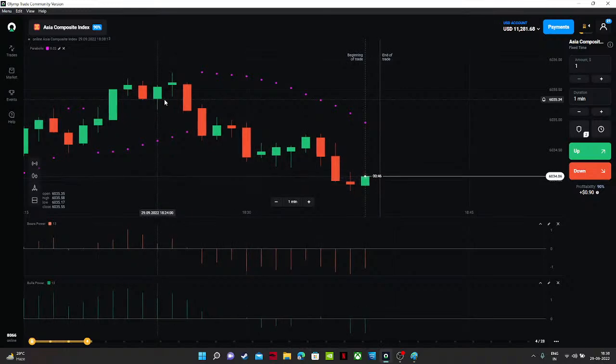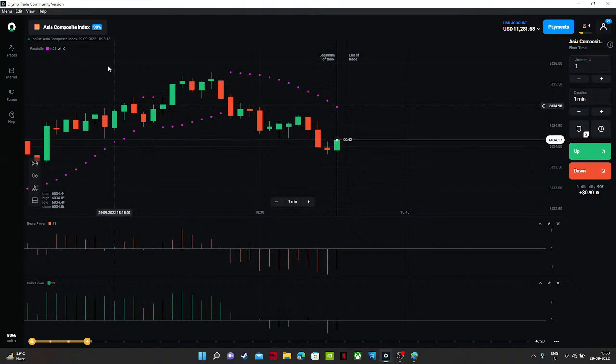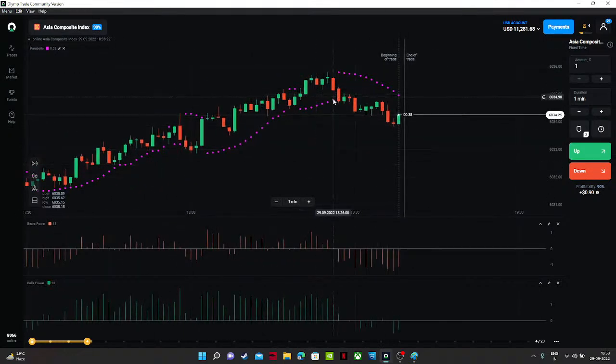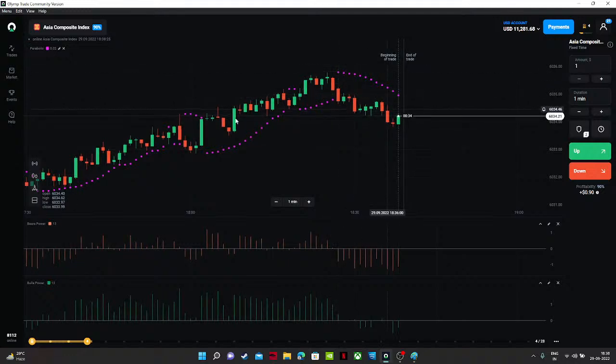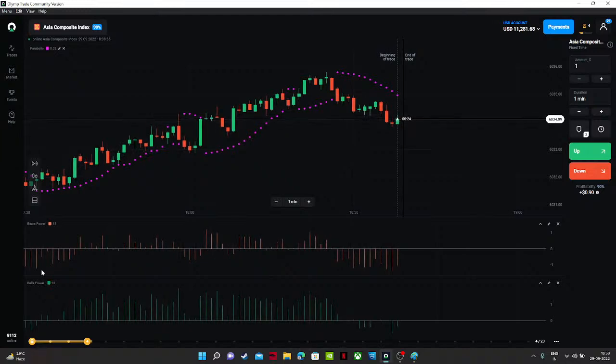So parabolic. I think parabolic is clear. Whenever the parabolic dot is shifting its position, if it is shifting its position at the top of the candle, we can enter into a downside trade. If it is shifting its position at the bottom of the candle, we can enter into an upside trade. Now, what is the rule of the bear's power and bull's power? How to use them here?